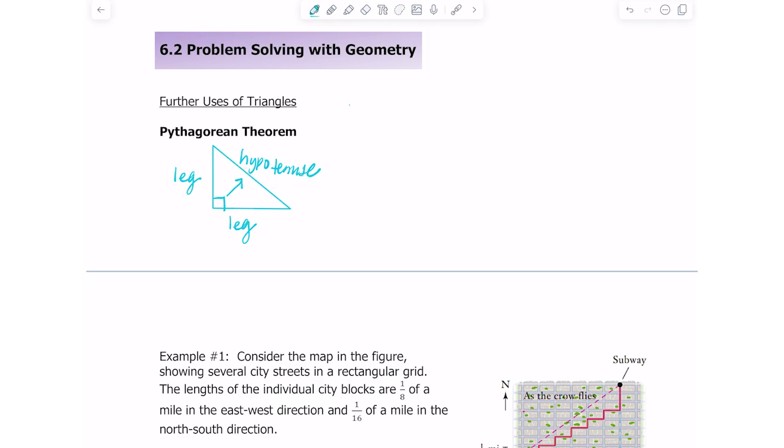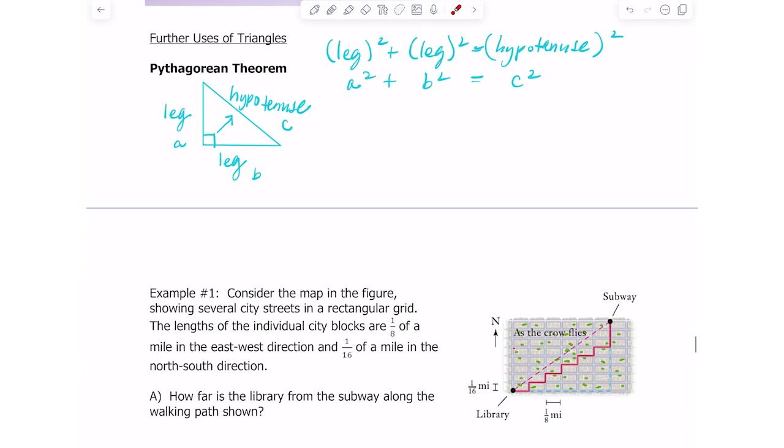So think of it as leg squared plus leg squared equals hypotenuse squared. In place of the legs, we're going to call those A and B, and we'll call the hypotenuse C. So C always has to be the hypotenuse. A and B are interchangeable. And this only applies to right triangles. So if we're given two sides, any two sides of the right triangle, we can figure out the third side using the Pythagorean theorem. Let's look at a real life example.